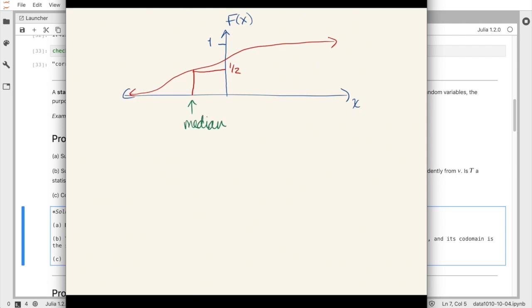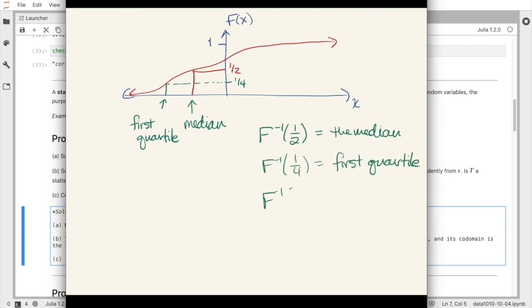Likewise, we can ask for the first quartile, which is the point on the number line where a quarter of the mass is to the left and 3/4 is to the right. And in general, we call these quantities, capital F inverse of q, quantiles.